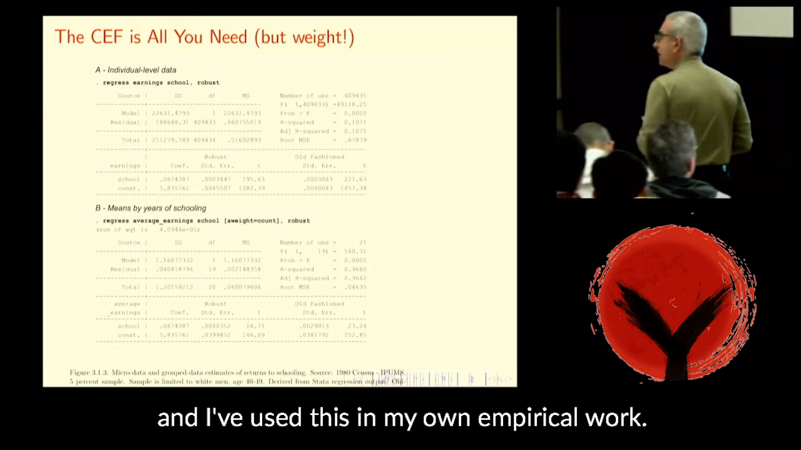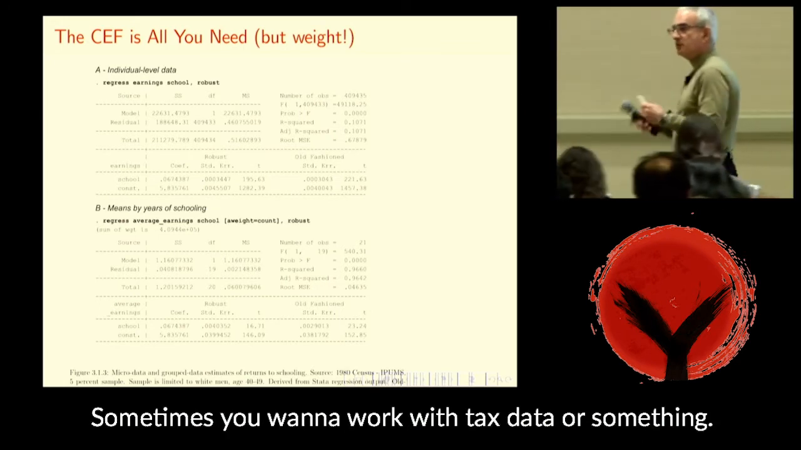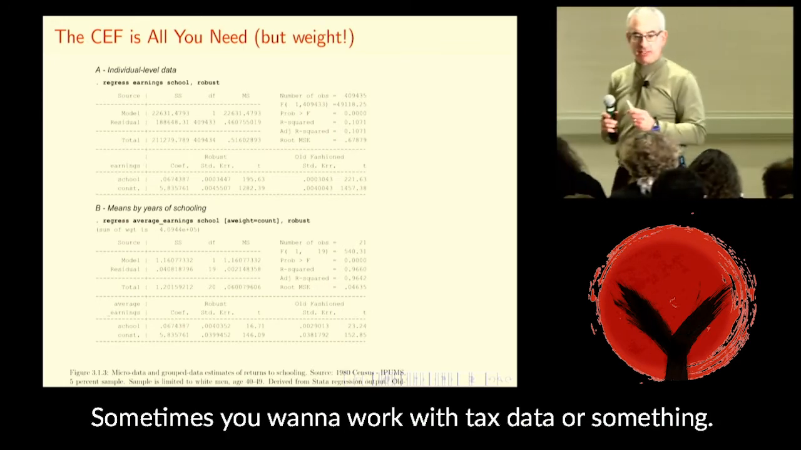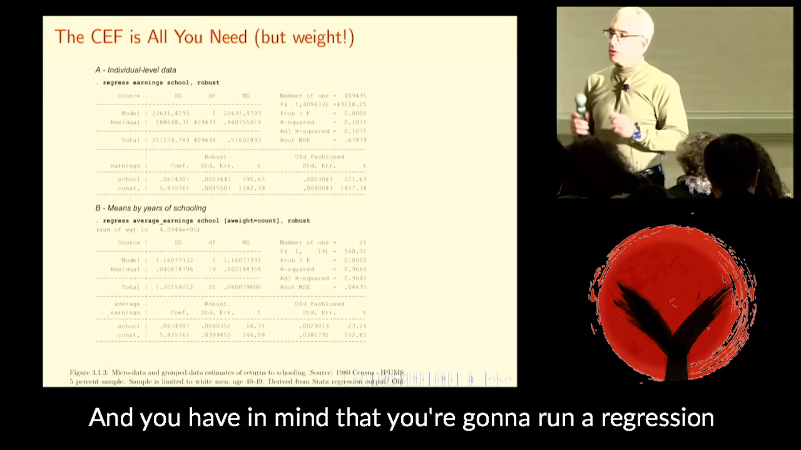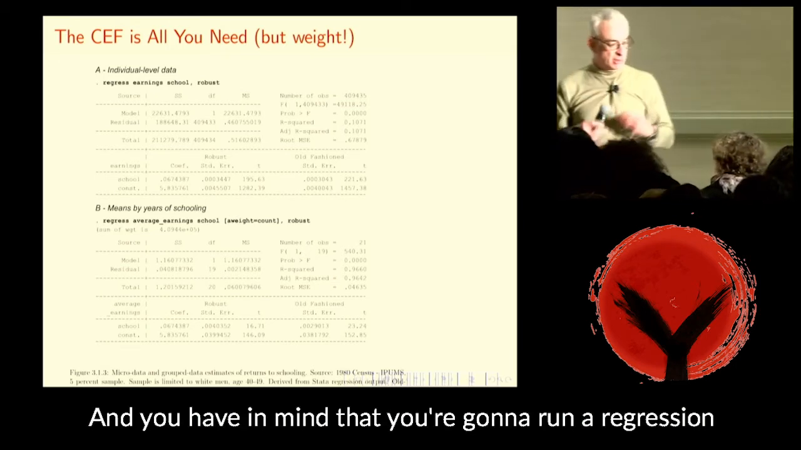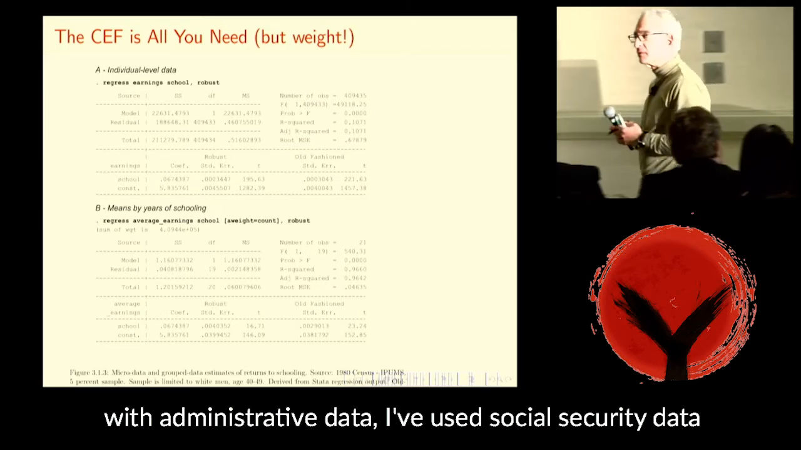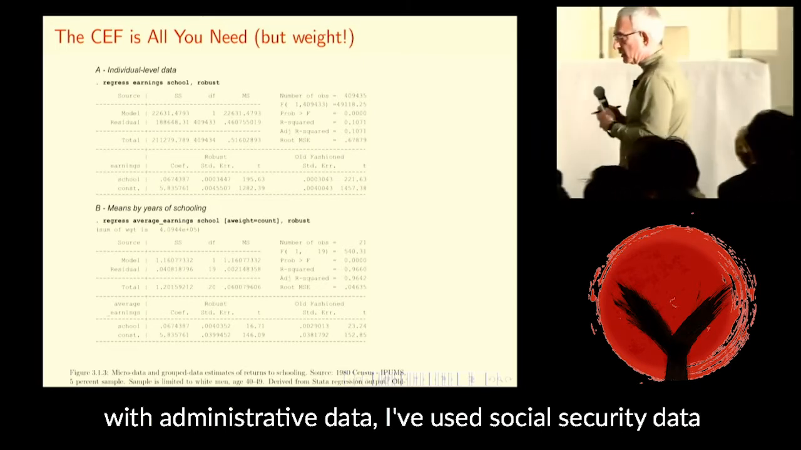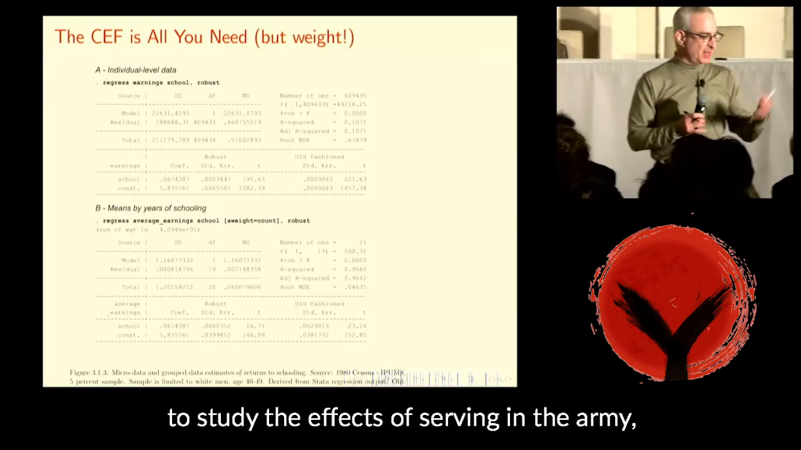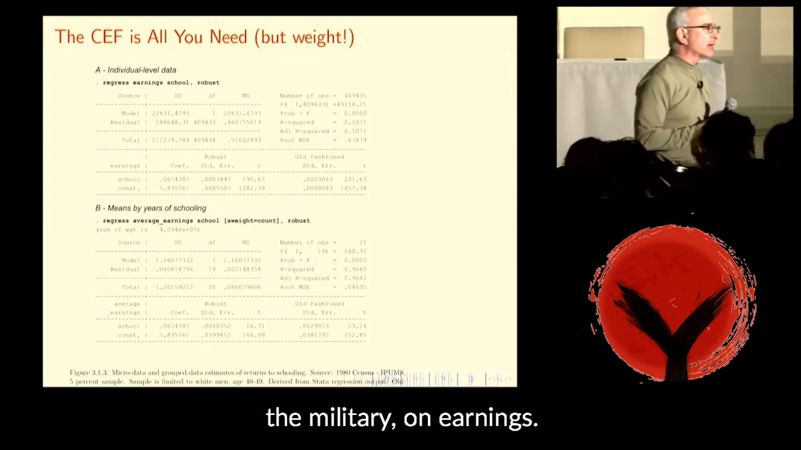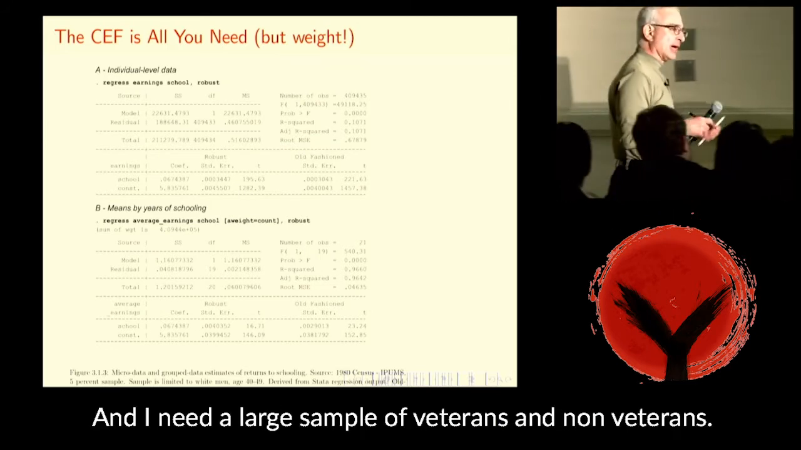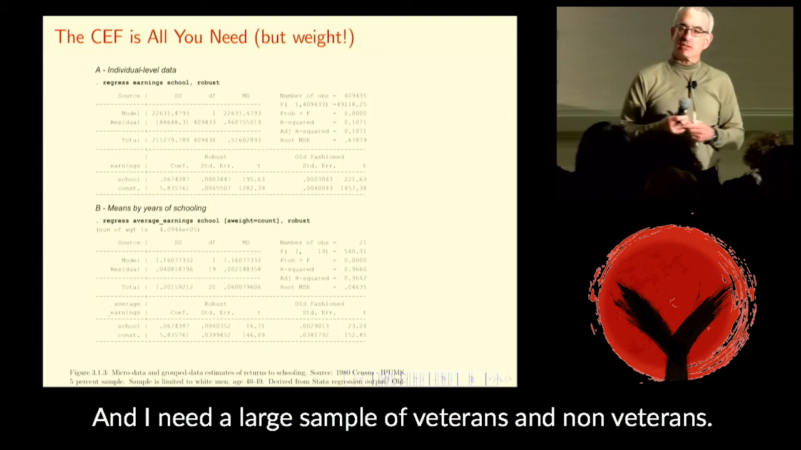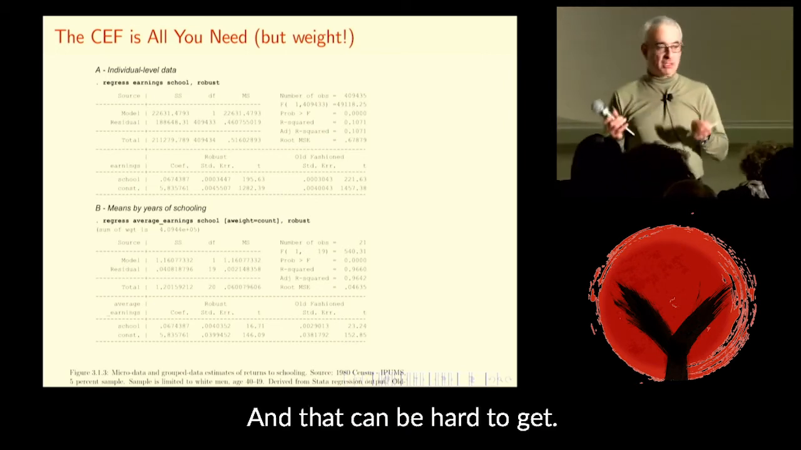So to get it to work algebraically, there is a big payoff to this, and I've used this in my own empirical work. Sometimes you want to work with tax data or something, and you have in mind that you're going to run a regression with administrative data. I've used Social Security data to study the effects of serving in the Army, the military, on earnings. And I need a large sample of veterans and non-veterans, and that can be hard to get.